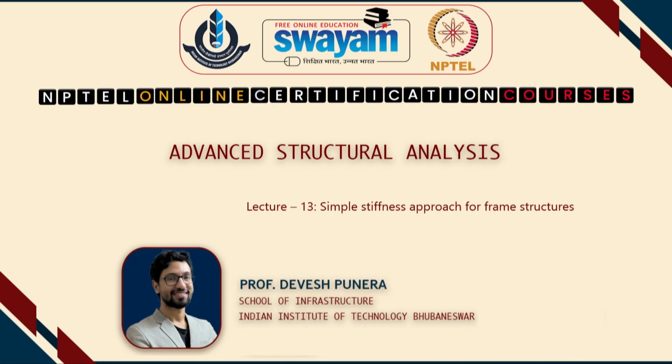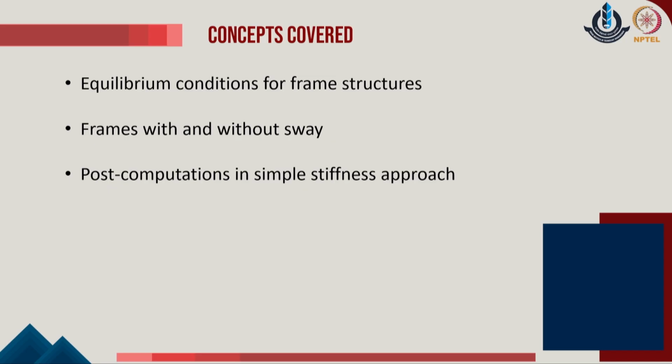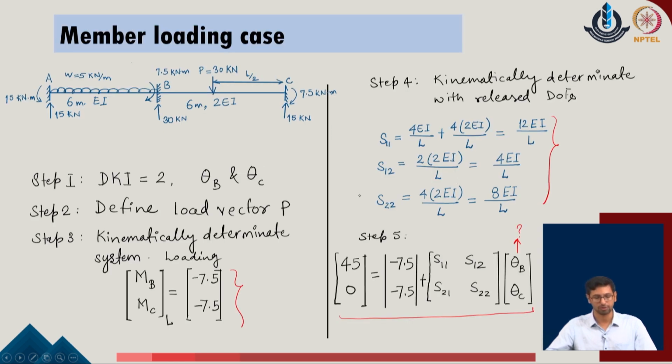We have briefly started some of the example problems on the general stiffness analysis, and with this session we will try to extend these problems to the frame structures. We will try to see the general conditions of equilibrium which need to be defined for the frame structures. We will also talk about frames with the sway condition and without the sway condition, and then finally we also identify the post computation steps of the given system.